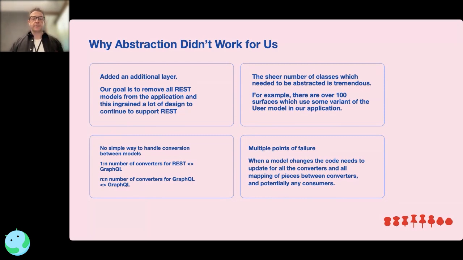And then last, there were just these multiple points of failure. When a model changes, the code needs to update for all converters, mapping pieces between converters, and potentially any consumers of them. Also, we're not sure if the breakdown occurred in the IO layers, or somewhere between the actual passing of the data, or where exactly it occurred. However, mileage may vary and abstraction might work for you because this is a very common pattern. We've spoken to a number of companies who have been successful with this, and we've spoken to a lot that have not. We were not one of those.